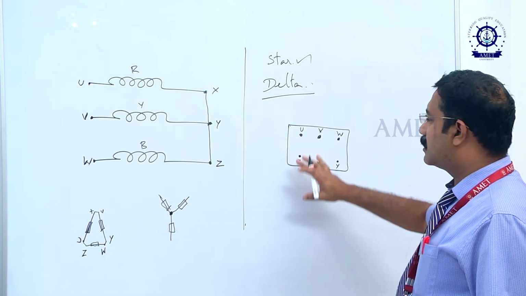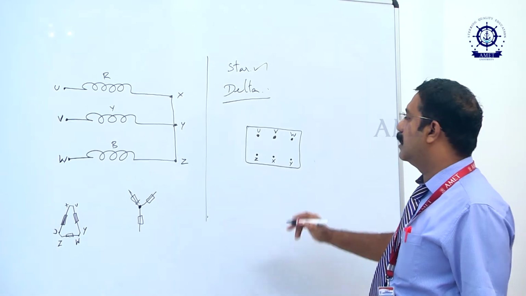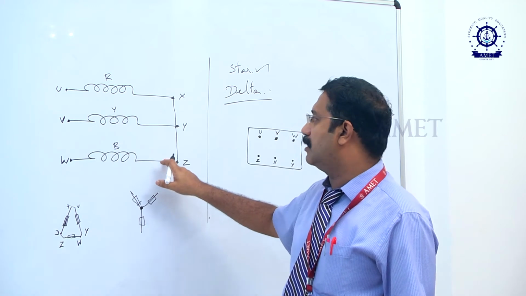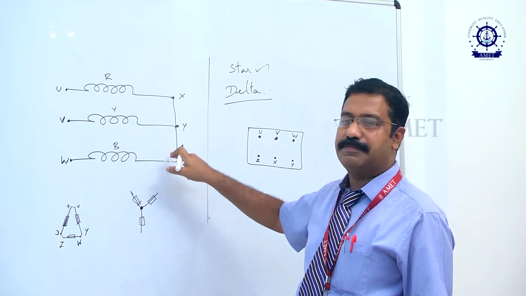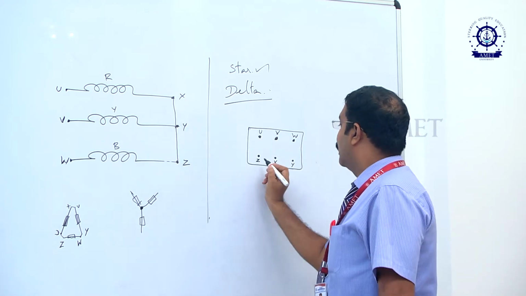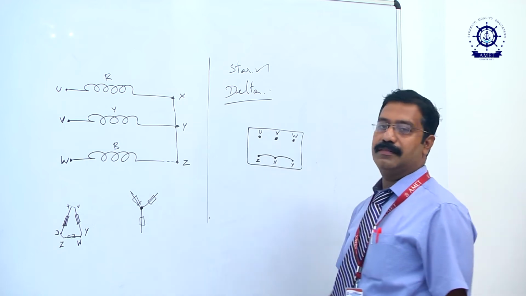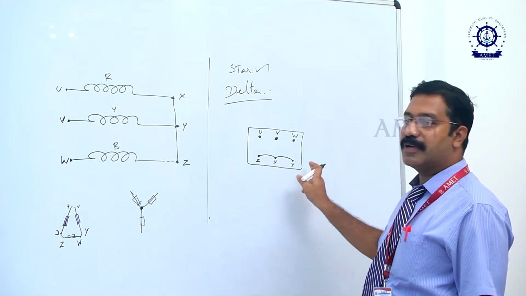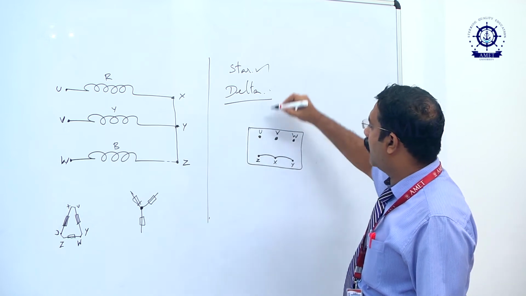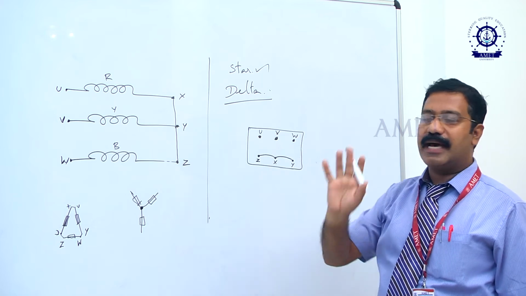The terminal connections are made like this because if we want a star type structure, it will be easy for us to short circuit X, Y and Z. Therefore, you will take wires from U, V and W. Therefore, it is a star connection.